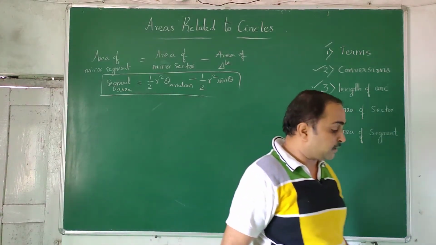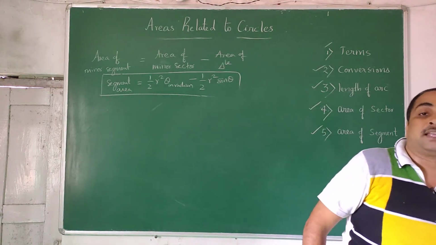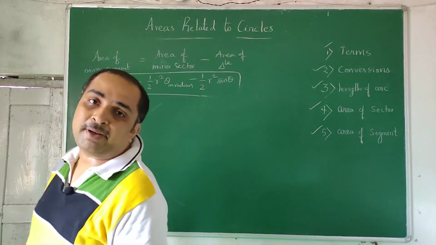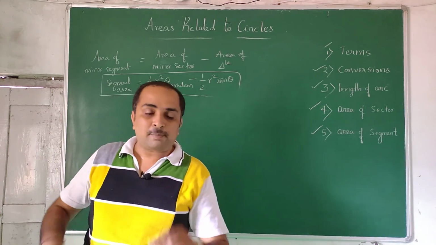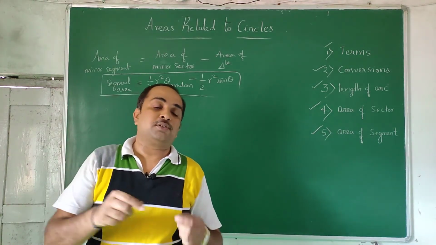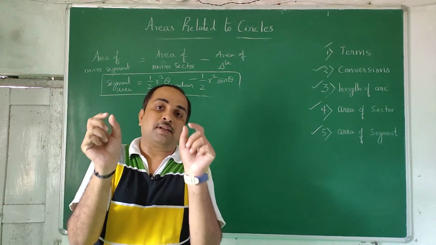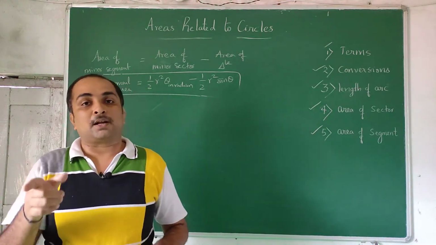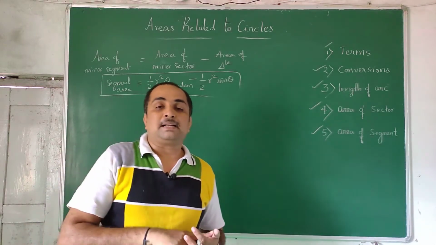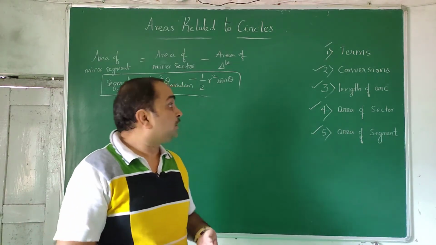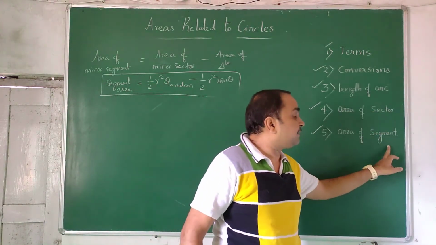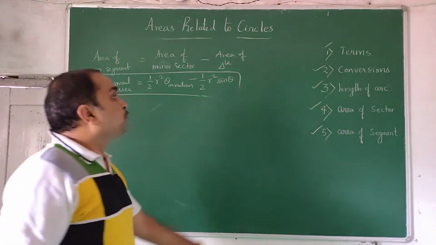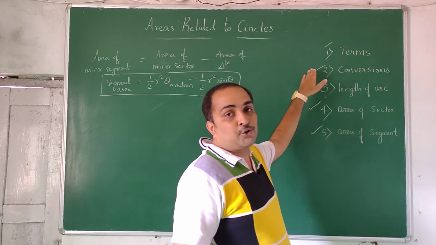But you should be conscious what they ask. Did they ask minor segment or major segment? Generally segment means minor segment. Generally sector means minor sector. Arc means the small one, not the longer one, because if you go from one portion to other portion of the circle, that small portion is called arc. The other part can be called major arc, minor arc. Major sector, minor sector. Major segment, minor segment. So three things: arc, sector, segment. You should be able to find arc, sector, segment. For this, you should know terms, first thing. Second thing, you should know conversions.